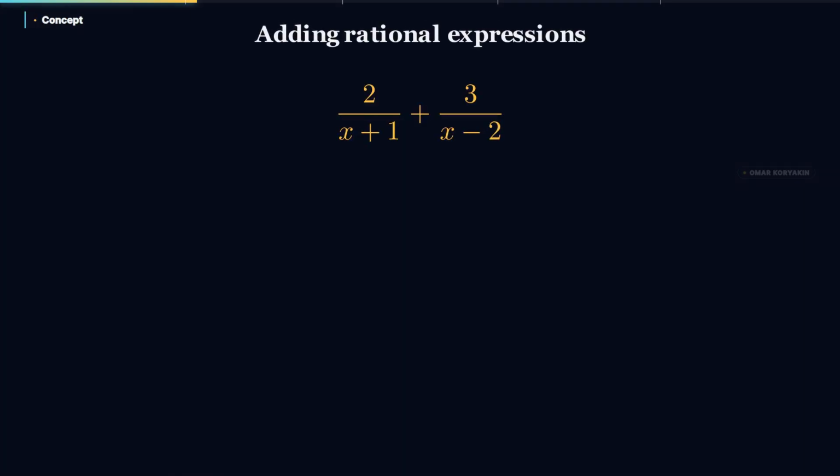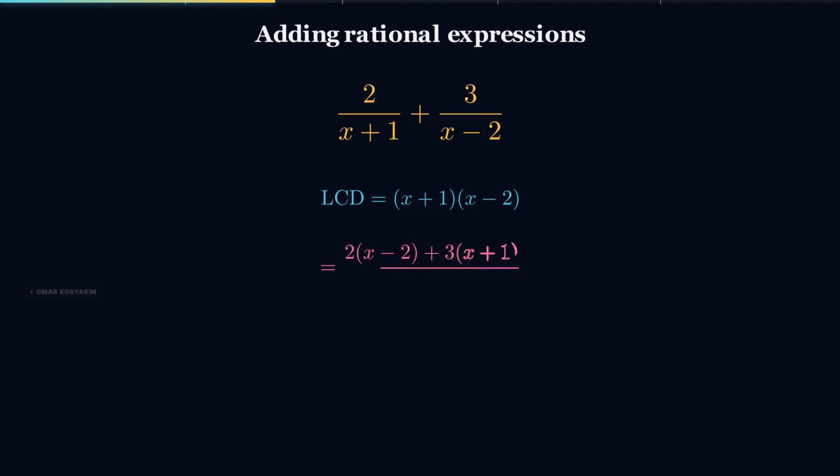Take 2 over x plus 1 plus 3 over x minus 2, two simple fractions with different linear denominators. Neither denominator is a factor of the other, so the LCD is just their product. The LCD is x plus 1 times x minus 2. Each unique factor appears once. To rewrite the first fraction with this LCD, multiply numerator and denominator by x minus 2. To rewrite the second, multiply numerator and denominator by x plus 1. Both fractions now share the same denominator.